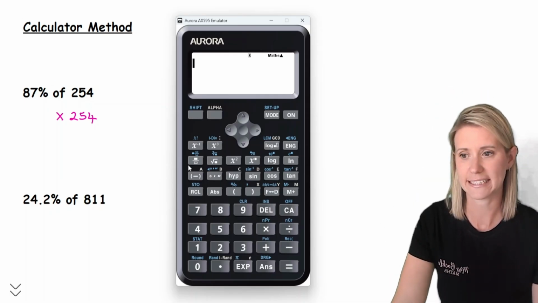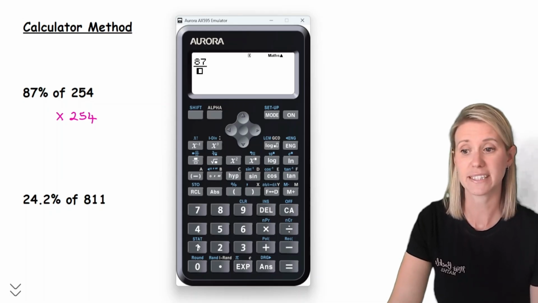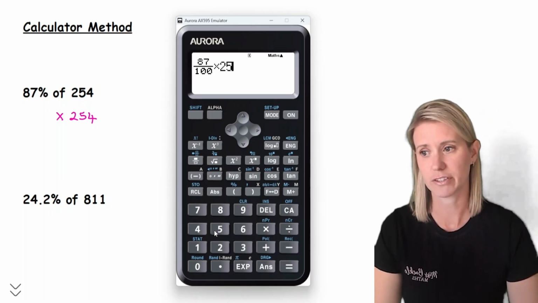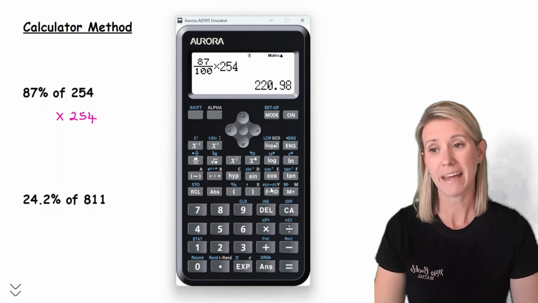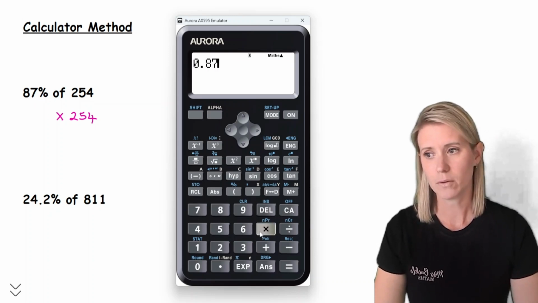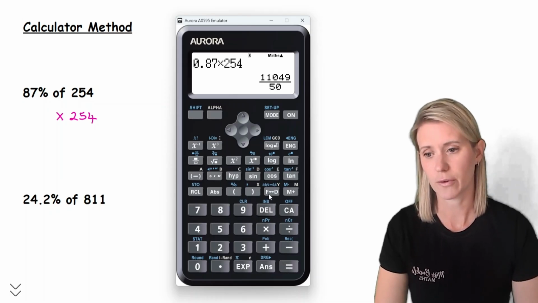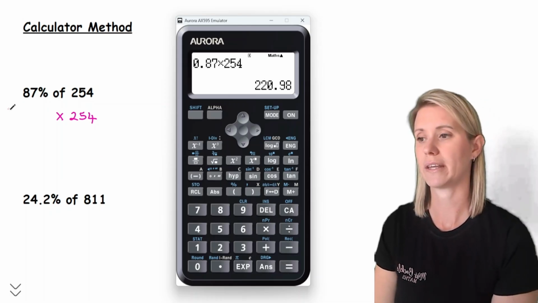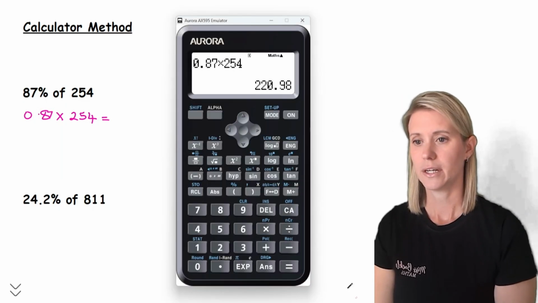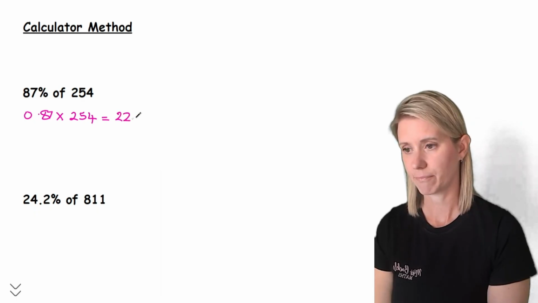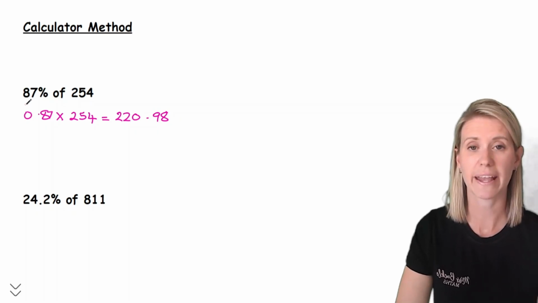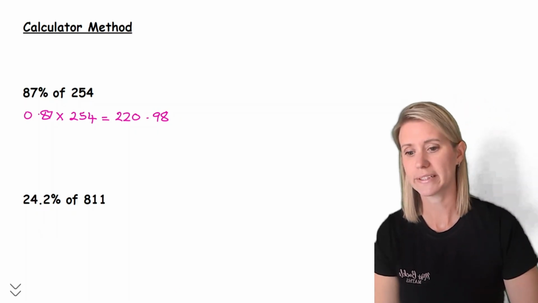Other ways of putting in 87% is by a fraction. The percent means out of 100, so you can just put 87 hundredths times 254 to get the same answer. And other people actually write it as a decimal, so 0.87 multiplied by 254 to give you exactly the same answer of 220.98. So 0.87 times 254 equals 220.98. So the 3 methods there: you can do it as a percentage straight away, as a fraction, or as a decimal.